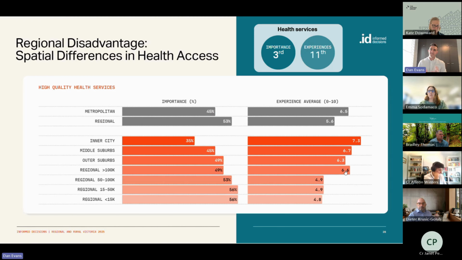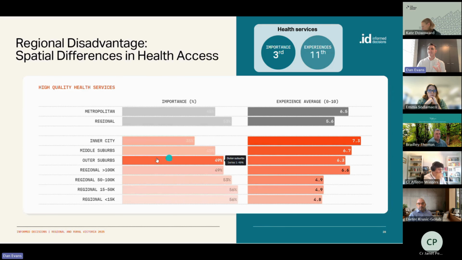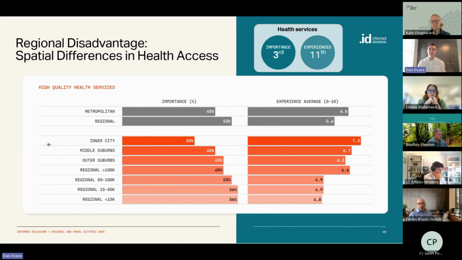We spoke about spatial differences before through the context of climate change. Now we're going to speak about spatial differences through the context of health services. Again, we've employed that analysis around where people live across the country and the value they place on high quality health services and their experience in place. This is a critically important national issue where the further you are from a densely populated area, the greater value you place on high quality health services and the poorer your local area experiences are.